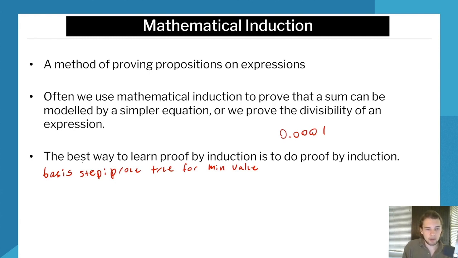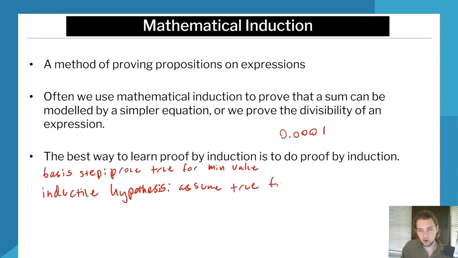Then we do the inductive hypothesis. What we do in here is we assume the statement is true for k. So k doesn't really mean anything real. We're just making a statement that says this is true for k. And that will start to make sense in the next step, which is the inductive step.